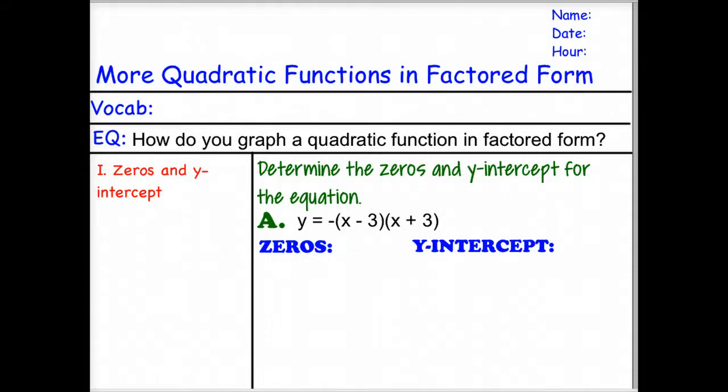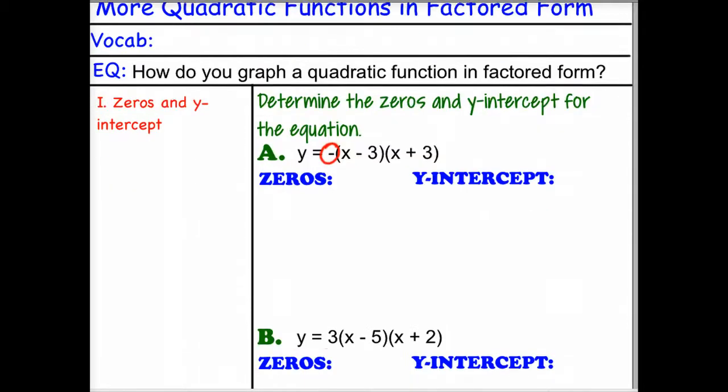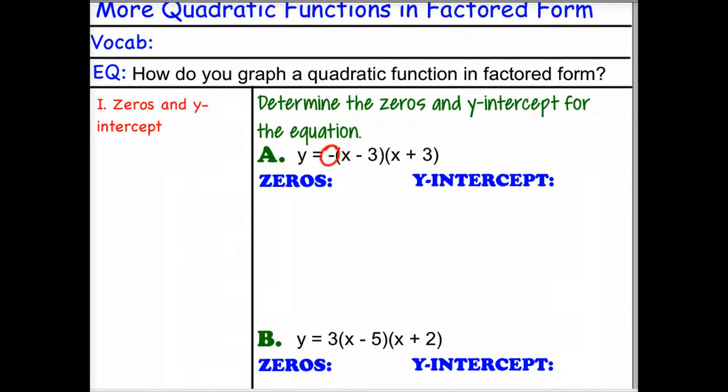Yesterday, we started working with finding zeros and finding y-intercept in factored form. Today, we're going to continue that process. Our big difference, as you can see in this first example, is that we have a negative sign in front, or in some cases, as you'll see from some of the other examples, there's a coefficient or number out front. So we'll continue with getting that practice to see how that works.